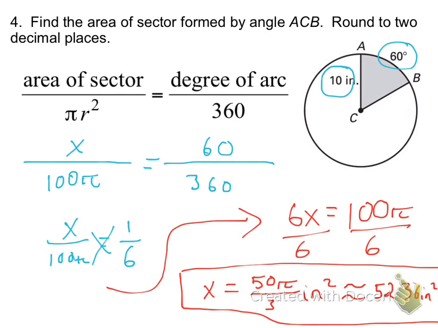So the key parts of this one is just making sure you plug in your given information. I will always have 360 here. This will be what I'm looking for, the area. And the two things you really need are your area, which I find by using the radius, and I need my degree arc. In this case, they just gave it to me over here. So I just plug that in, and then it's just solving proportions from there, which we've done for a while, even before this class.